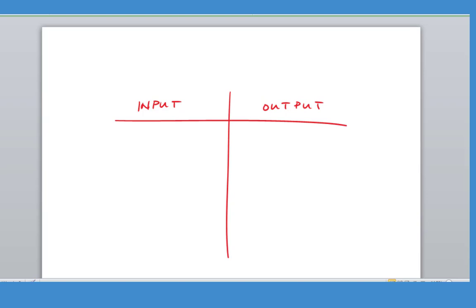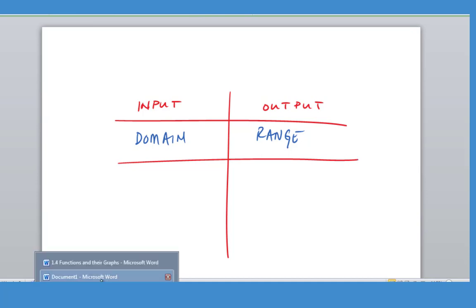Now, an input and an output can also be represented or labeled as the domain and the range. And so I'm just going to start a little table right there, and by the end of this lesson we should have that filled out a little bit more. So let's go back to where we were.